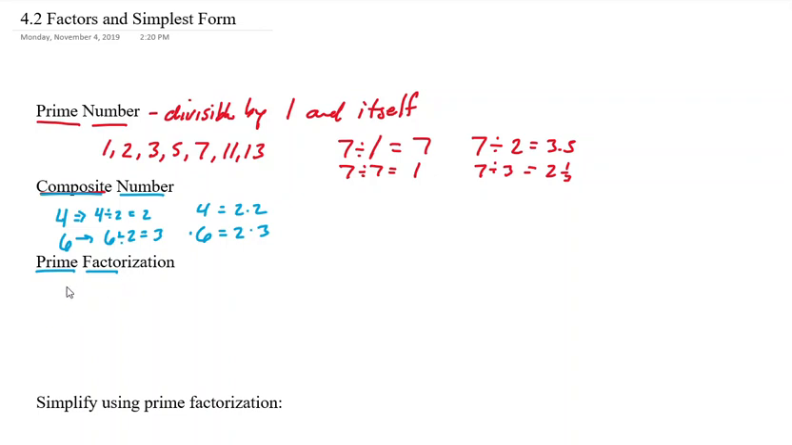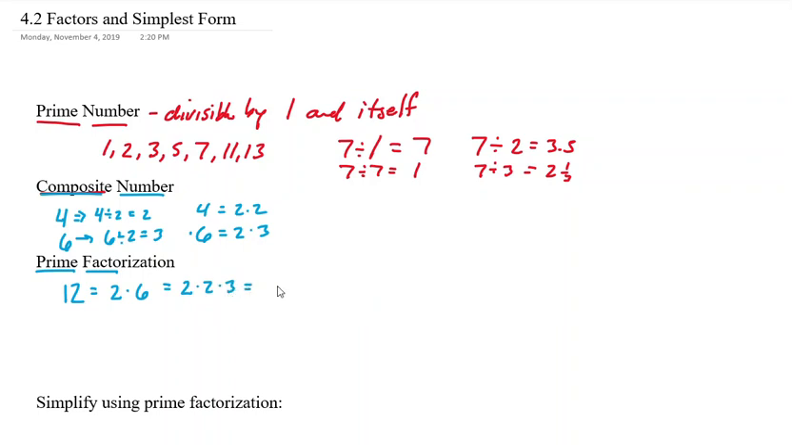Now, I'll give you an example, 12. The number 12. We can break that down. Well, 12 is 2 times 6. But we already said that 6 is 2 times 3. So 12 would be 2 times 2 times 3.